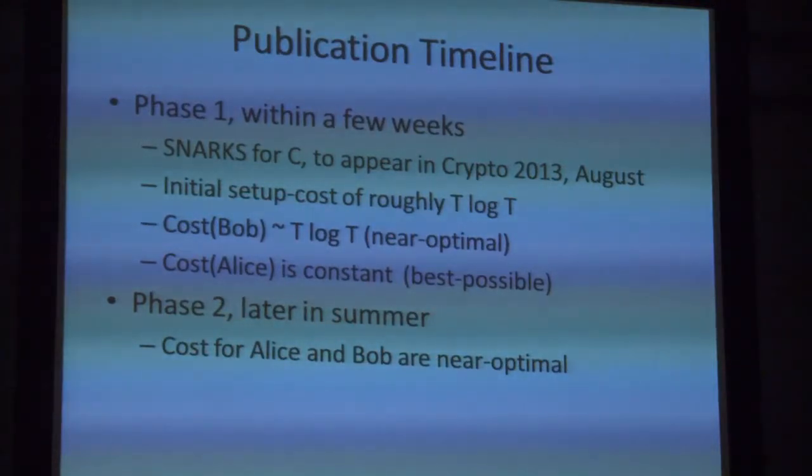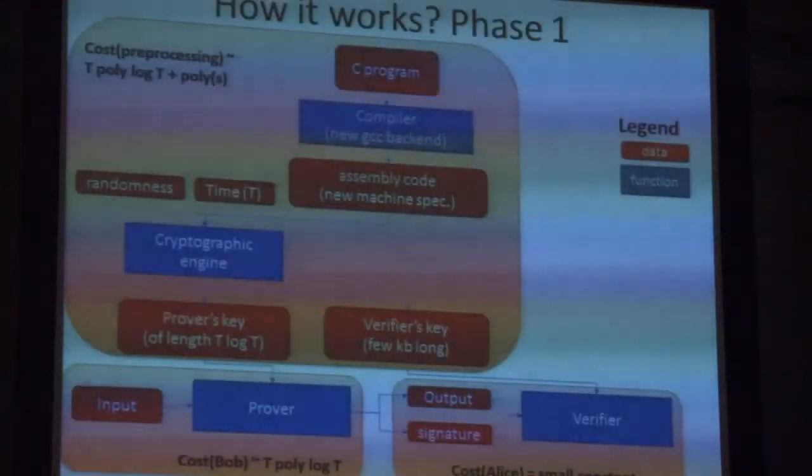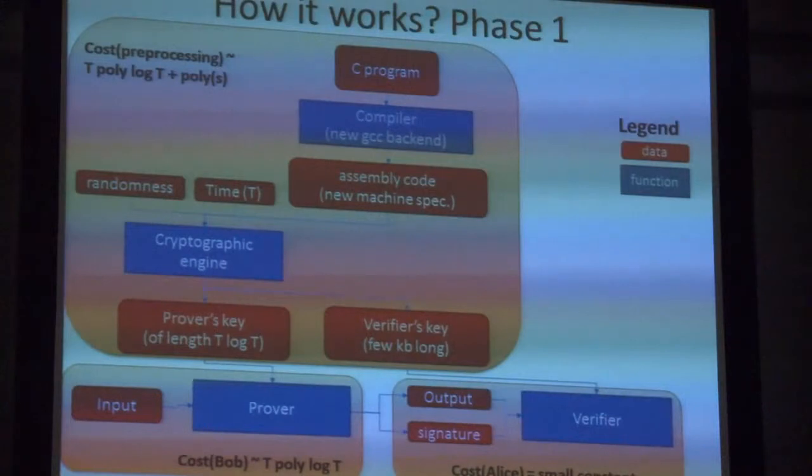And verifying will take something like a second, or on the order of a few seconds, on a mobile app. And phase two, later in the summer, is going to have the costs for both Alice and Bob completely optimal. So let me just show you how the system is going to work in phase one, again coming in a few weeks.